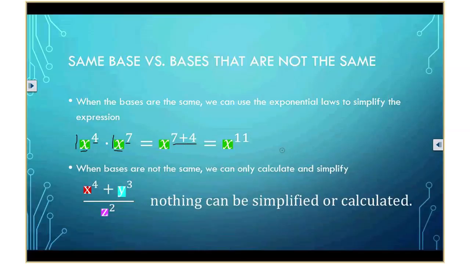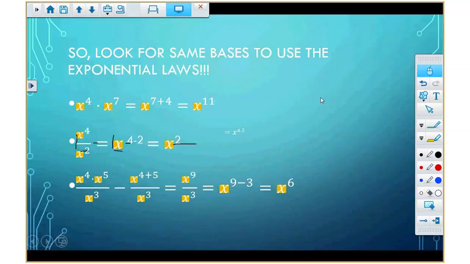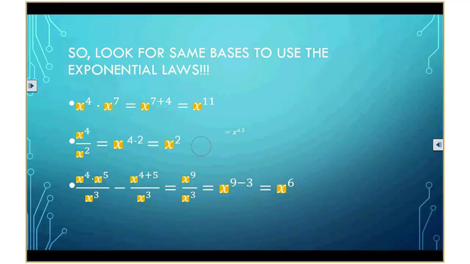What are the rules of exponents? They should be on the next slide. Nope, not yet. All right, so take, for instance, this one. Look for same bases. These are the same bases. These are the same bases. I should have used black there instead of white. My bad. So x to the fourth times x to the seventh, we can do something with that. x to the fourth over x to the second, we can do something with that. x to the fourth times x to the fifth divided by x to the third, we can do something with that because all the bases are the same.